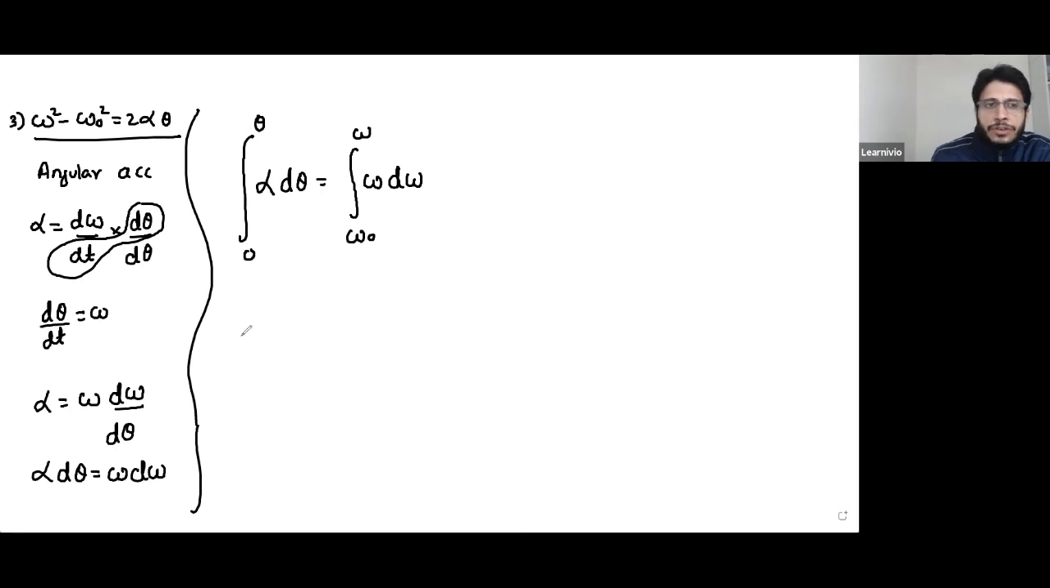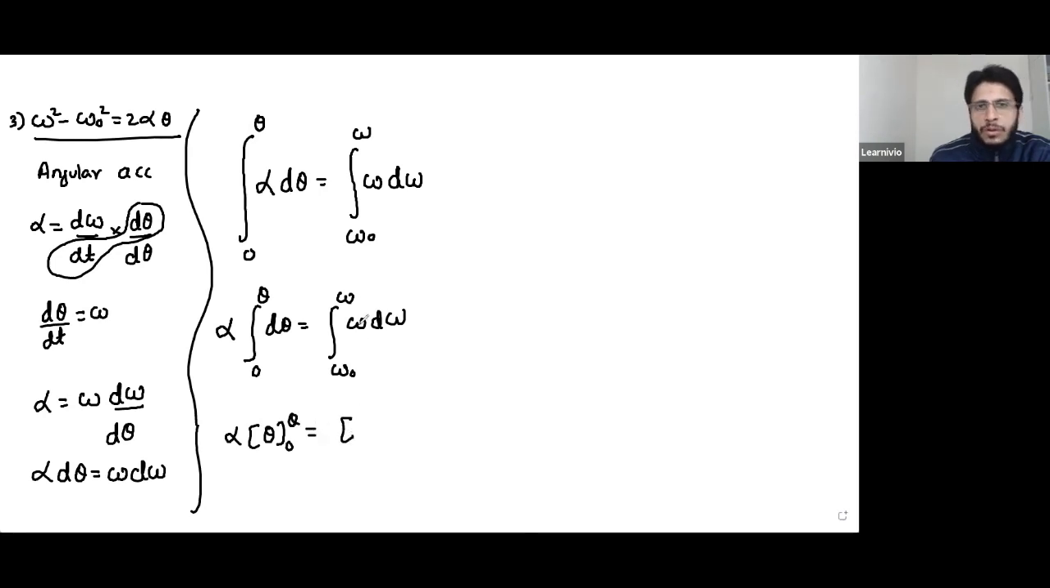You can take this alpha outside the integral. If I take alpha outside, we are just left with the integral from 0 to theta of d theta, and omega naught to omega of omega d omega. Next, we can integrate. The integral of d theta is theta, the limit is from 0 to theta. The integral of omega is omega square by 2. The limit is omega naught to omega.